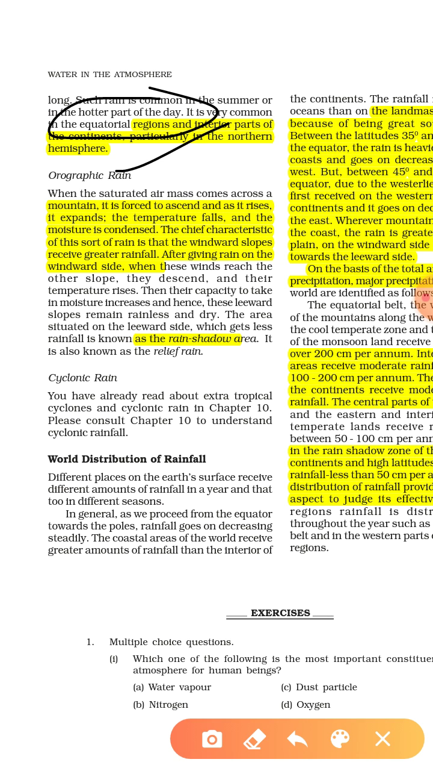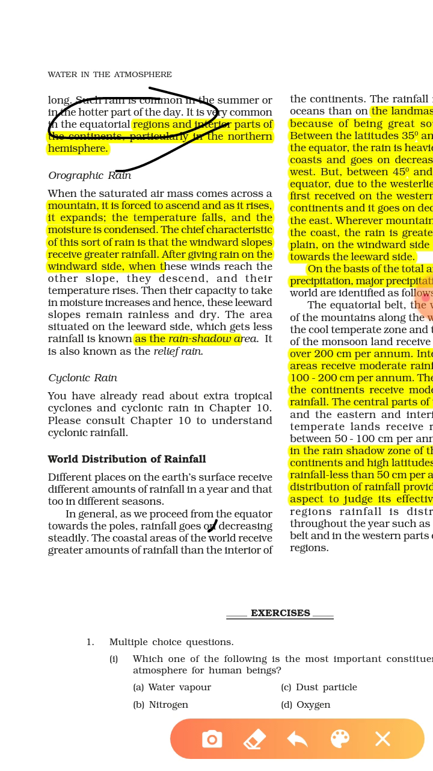Then orographic rainfall, the rainfall held over the mountainous region. When the saturated air mass, as I told you, there are two kinds of air mass: cold air mass and warm air mass. Saturated means filled with water vapor. So when the saturated air mass comes across a mountainous area, it is forced to ascend and as it rises it expands. The temperature falls, as the temperature starts falling, the moisture is condensed. जो moisture होगा वो condense होने लगेगा.